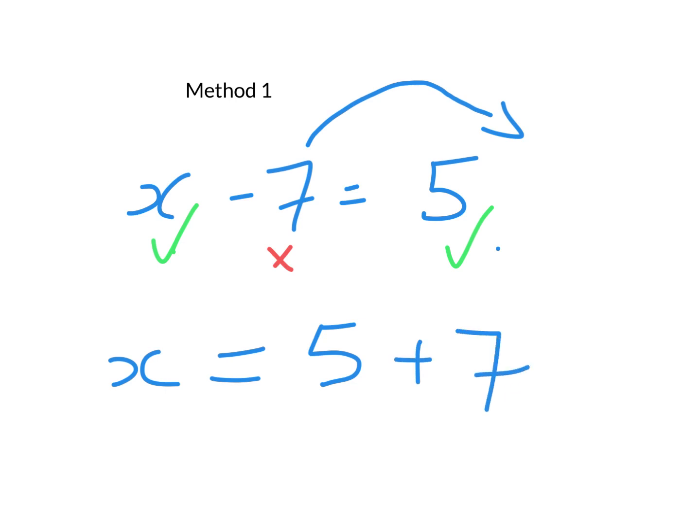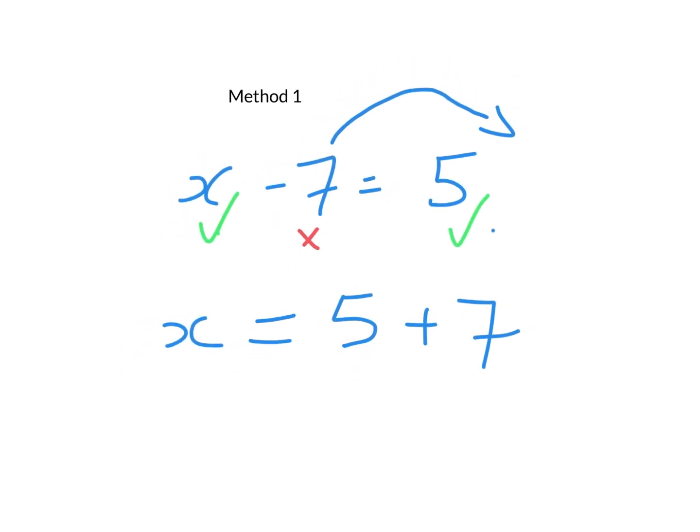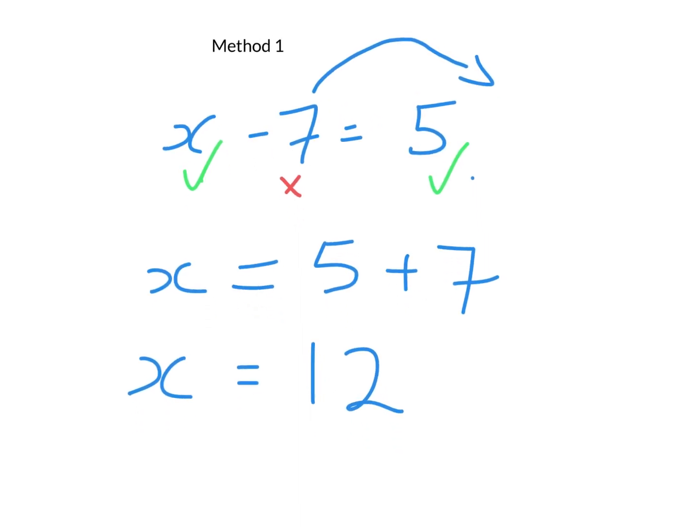Now all that's left for us to do is try and simplify this until we get an answer for x. On the left hand side we can't simplify anything, we just have an x there, so that'll stay as x. On the right hand side, 5 plus 7 gives us 12. And this is why we wanted to have all our constants over on the right hand side, so we can add them together and make the whole thing simpler. At this point now, we actually know what x is. We know that x is 12, so we have solved that equation.